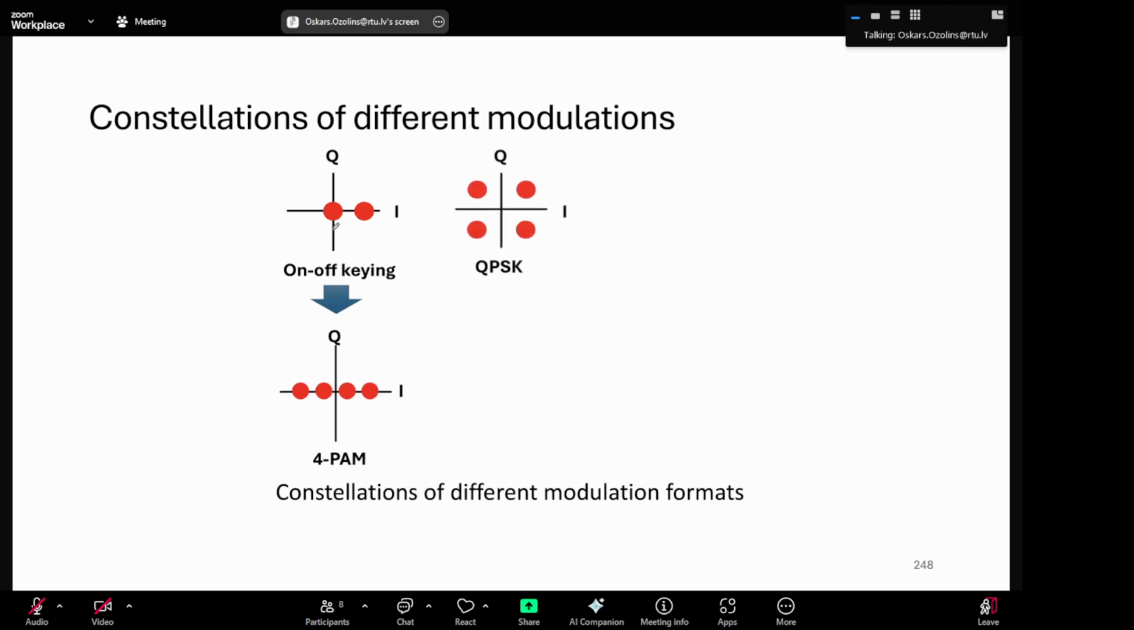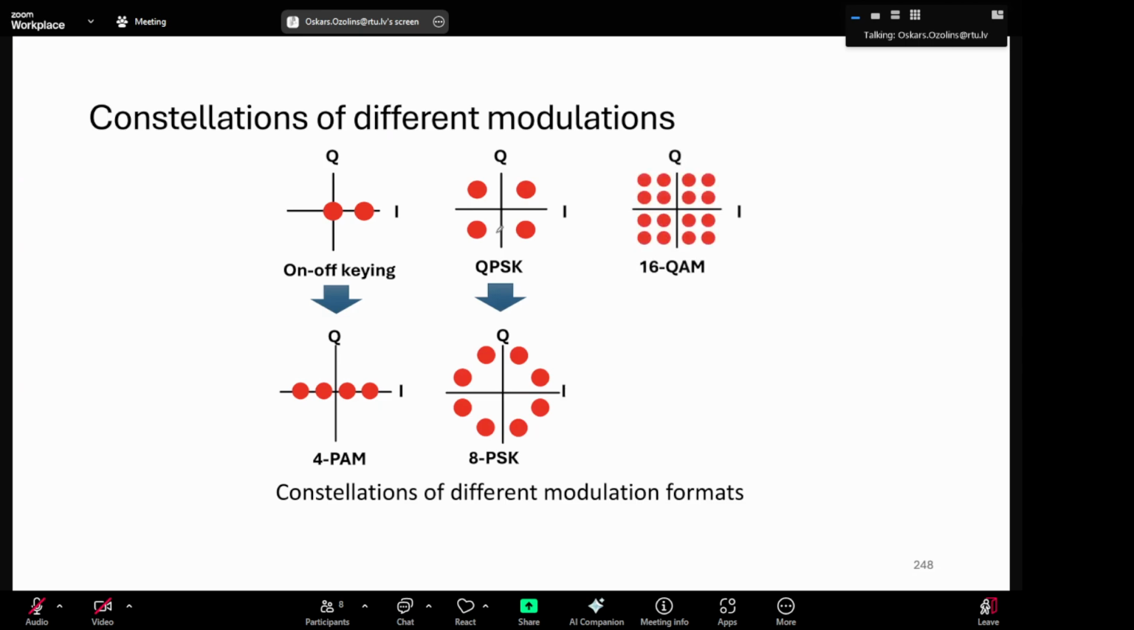From on-off keying we can get to QPSK, and from QPSK, if we add more levels, we can get 8 PSK, so we have 8 phase levels. Here we modulate only amplitude. Here we modulate only phase. So we have the same amplitude for all points, but we modulate the phase. But then we can modulate both amplitude and phase, and we can get from 16 QAM to 64 QAM.